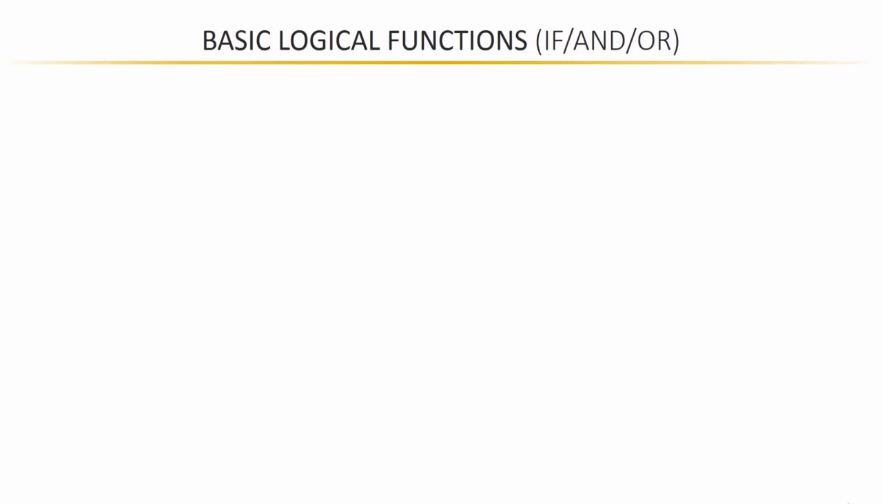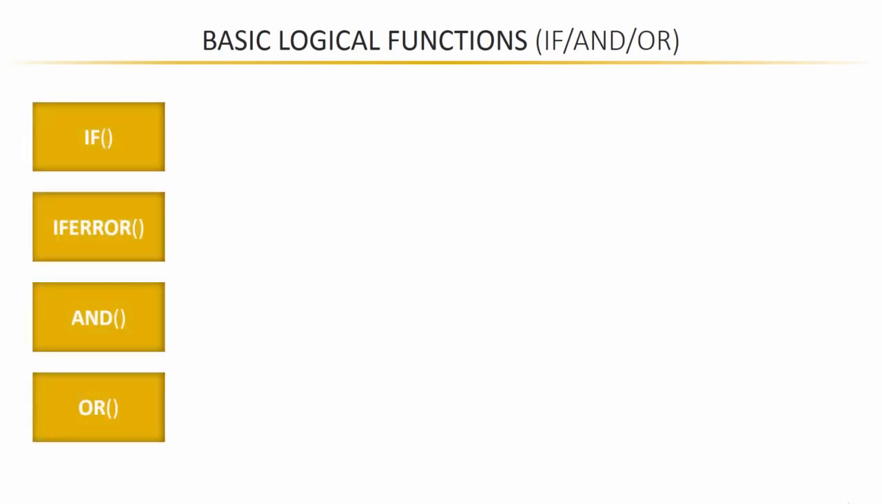Next up, we've got basic logical functions. These are your if, and, or types of statements. We're going to be looking at 4 of them here. Now, starting with the if statement: it checks if a given condition or logical test is met and returns one value if that condition is true, another value if the condition is false.